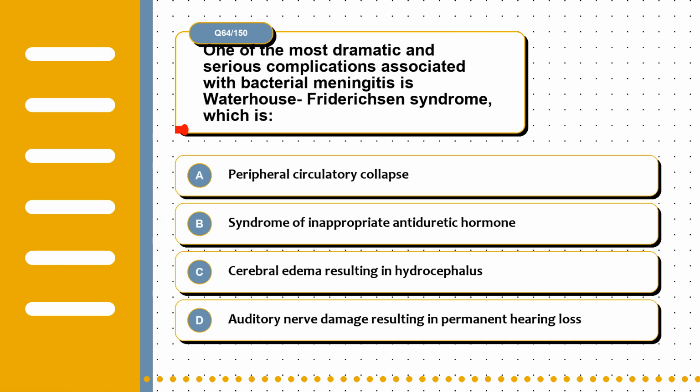Question 64. One of the most dramatic and serious complications associated with bacterial meningitis is Waterhouse-Friderichsen syndrome, which is. Here are the options. Option A, peripheral circulatory collapse. Option B, syndrome of inappropriate antidiuretic hormone. Option C, cerebral edema resulting in hydrocephalus. Option D, auditory nerve damage resulting in permanent hearing loss.